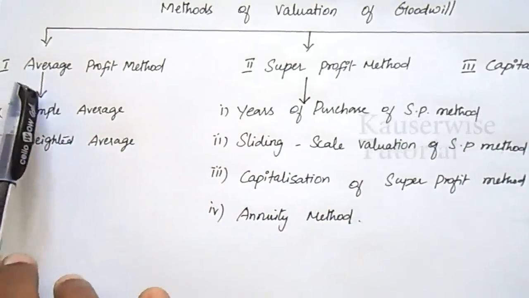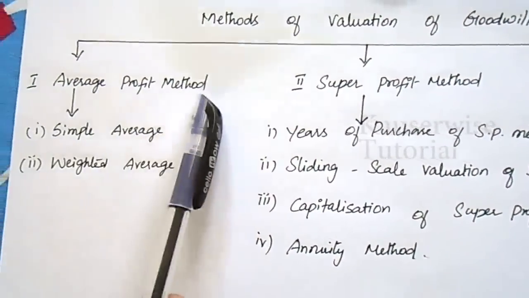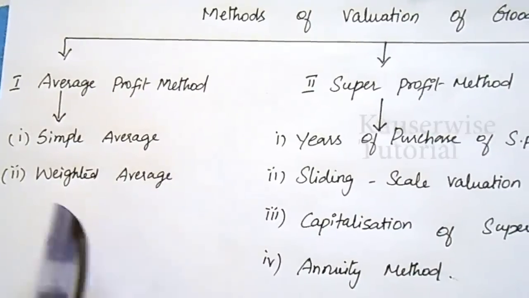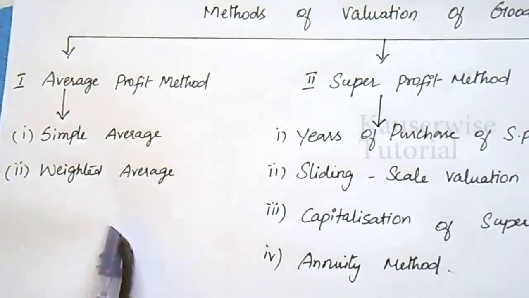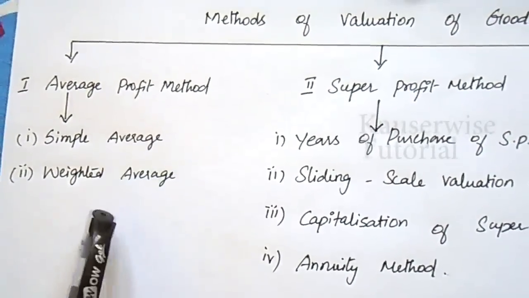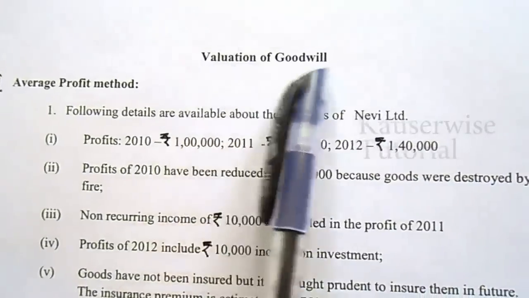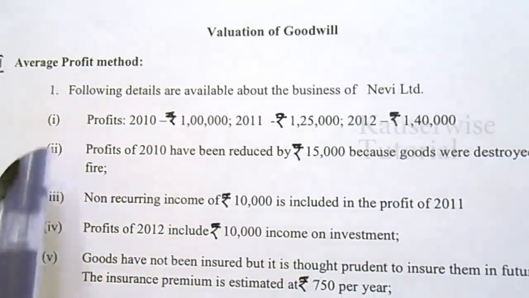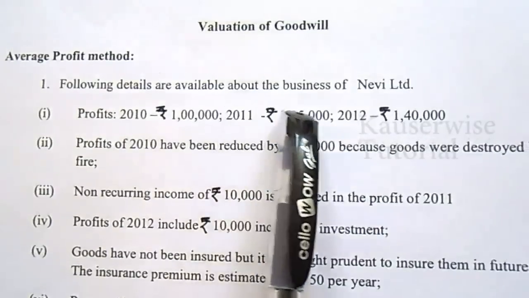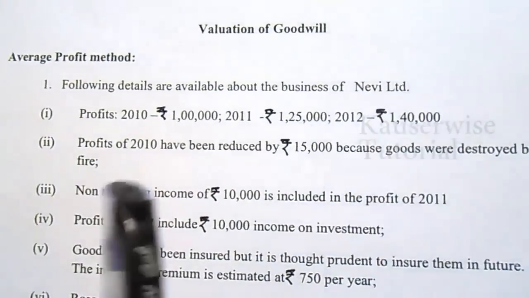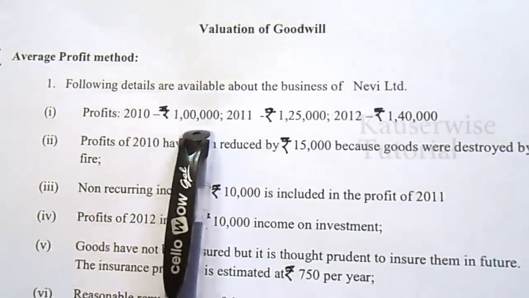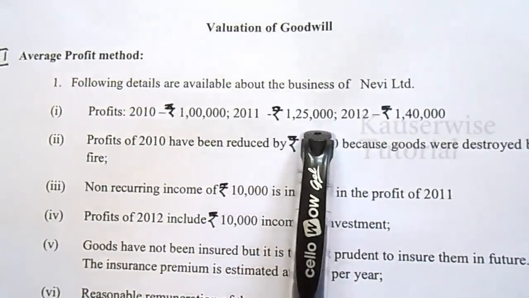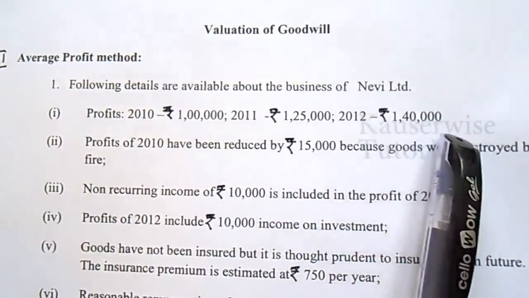See the first one, average profit method. Under average profit method, two subdivisions are there: simple average and weighted average. Let us see the problem for simple average and weighted average. Valuation of goodwill. First method is average profit method. Look at the problem. The following details are available about the business of Navy Limited. Profit for 2010 1 lakh, 2011 1 lakh 25, 2012 1 lakh 40.